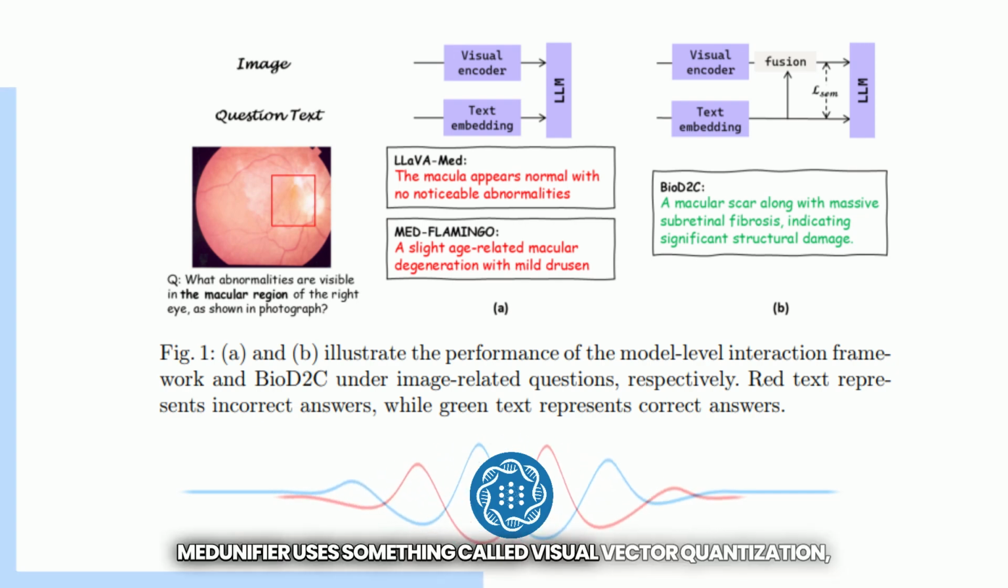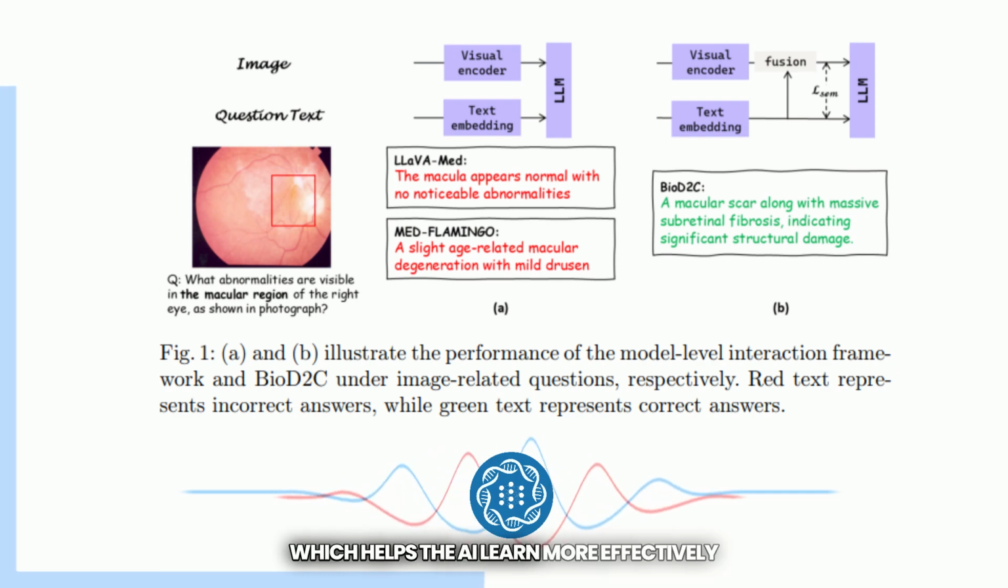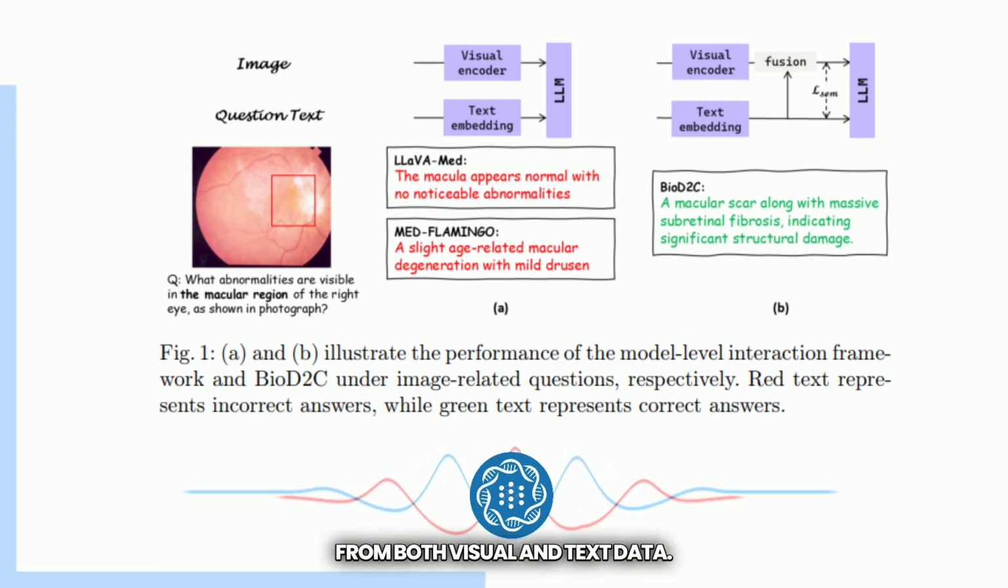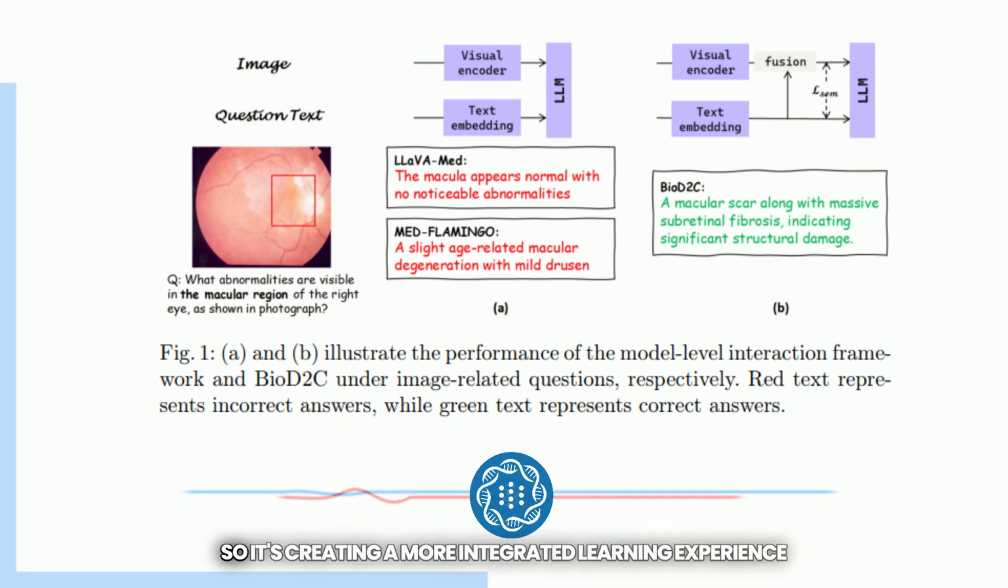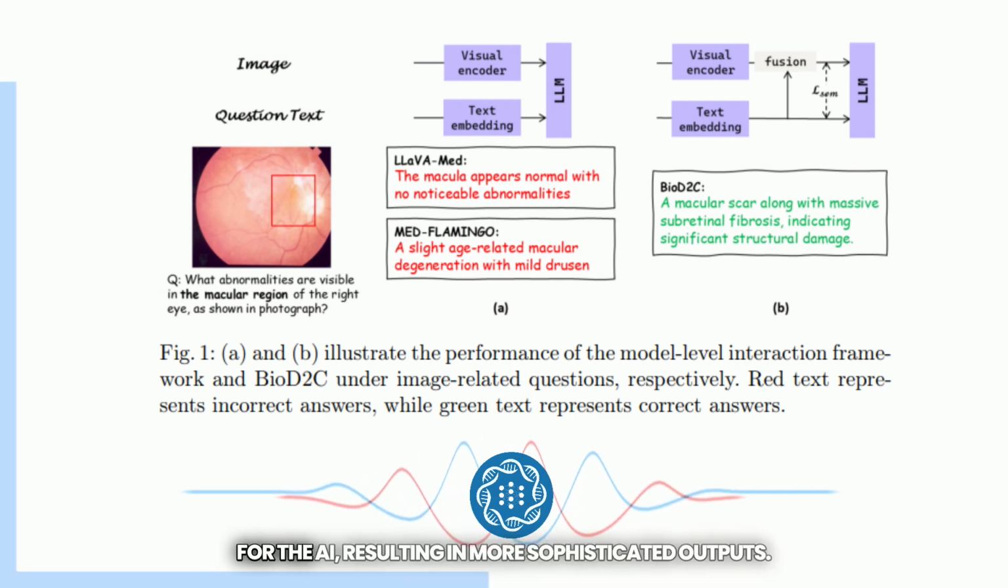MedUnifier uses something called visual vector quantization, which helps the AI learn more effectively from both visual and text data, and that leads to better image generation and a more seamless blending of different modalities. So it's creating a more integrated learning experience for the AI, resulting in more sophisticated outputs.